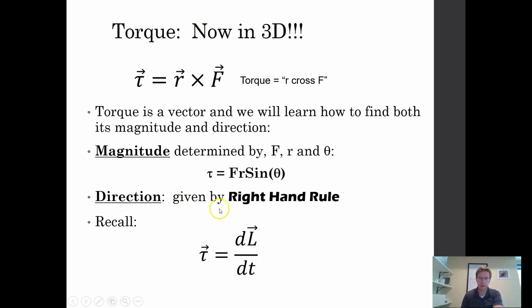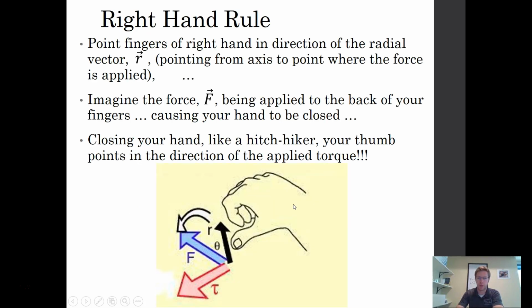Okay, and then keep in mind the right-hand rule, as we were just talking about, the direction can be determined using that right-hand rule. So again, just to reiterate, there's a couple different ways you can do the right-hand rule, a couple different tricks people use. One is if you take your right hand and you point your fingers in the direction of r, your first vector, okay, point them in the direction of r, and then you imagine the direction of F, right?